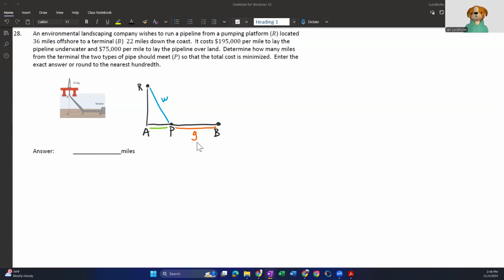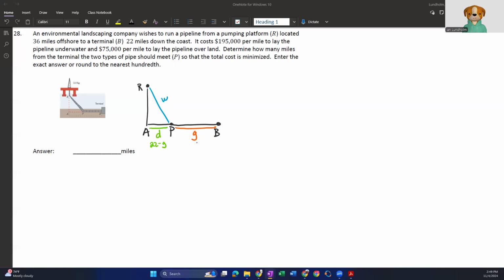One thing to notice on their diagram is that they've highlighted this distance. When it says determine how many miles from the terminal the two pipes should meet, this is the distance that they're actually doing. We could call this distance D. But I remember that we also labeled this distance as 22 minus G on the other one, which I think is a good way to reference things. So let's go ahead and keep it this way.